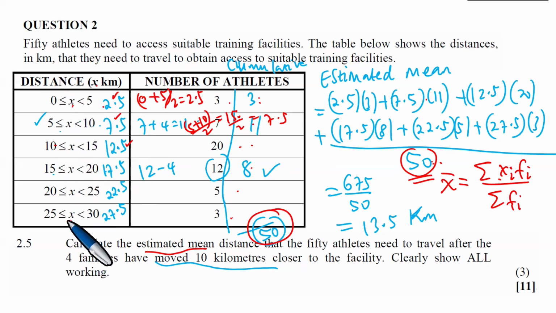When you have the class midpoints, you take the frequencies: 2.5 times 3, 7.5 times 11, 12.5 times 3, 17.5 times 8, 22.5 times 3. You do that, and then you divide. Where is the total coming from? We don't divide by 6. We divide by the total frequency, which is 50. So the answer is 13.5.